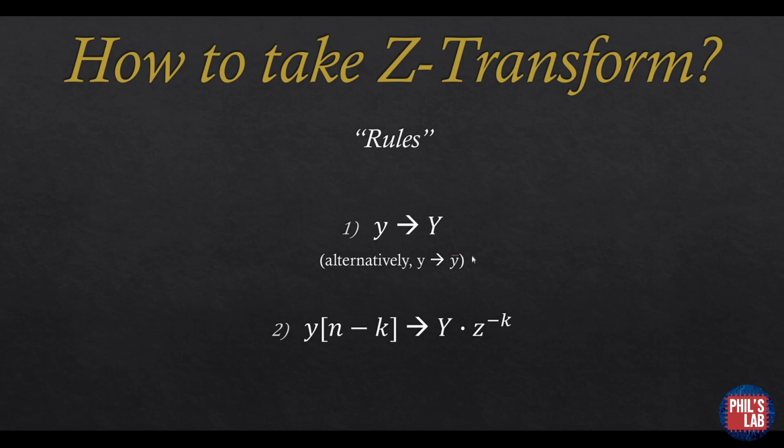Now, the second rule is that if we have a shifted sample, for example, y at n minus k, and k might be 1, 2, 3, and so on, we typically take the Z transform to the uppercase letter, and then multiply by z to the minus k, k being the shift amount. So if this is y of n minus 1, it would be capital Y times z to the minus 1. And that's pretty much all we have to know to apply these rules and take the Z transform. This might sound a bit confusing at first, but let's go through an example.